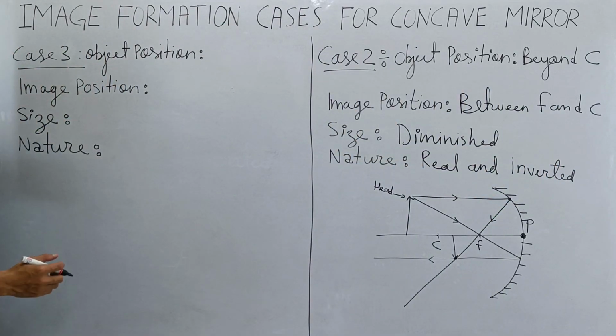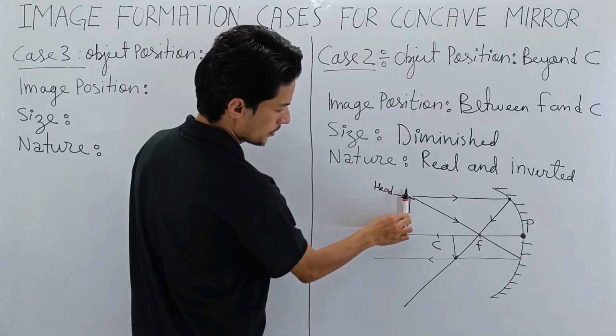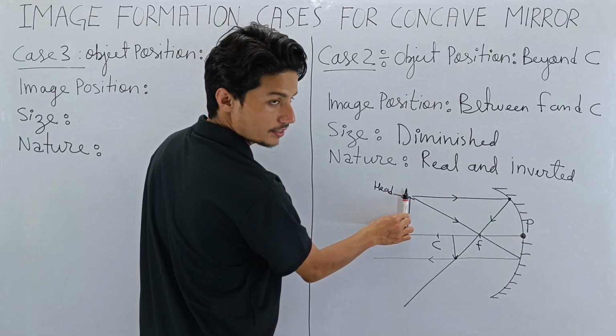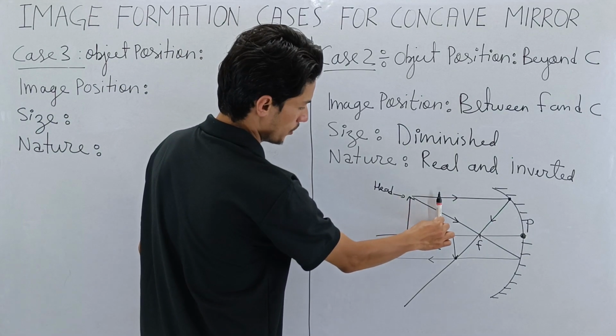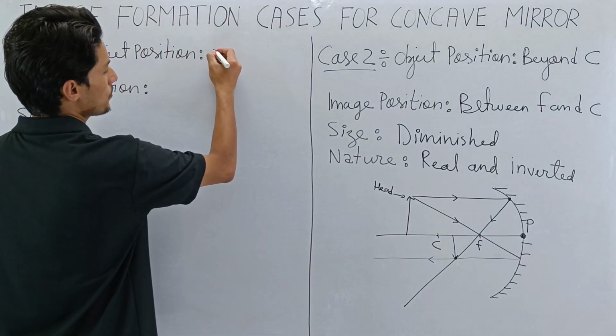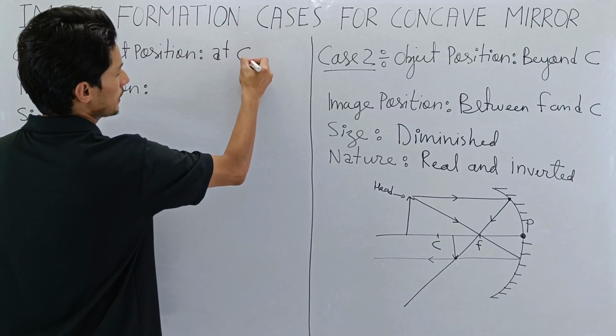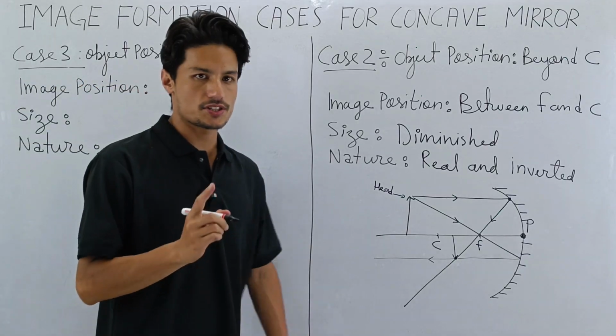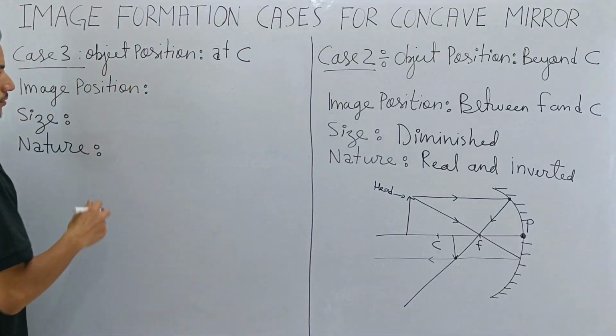Case 3, where will the object be? In case 2, the object was here. So where will the object be at case 3? Correct, it will be at C. So case 3, object position is at C. C stands for center of curvature. Then image position, well, let's find out.